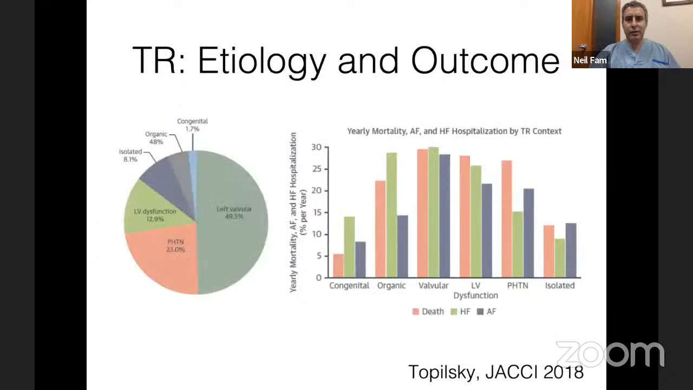So the etiology of TR, as we're discussing, is mainly due to left-sided valve disease, LV dysfunction, pulmonary hypertension. This concept of isolated or atriogenic AFib-related TR is an important etiology. And on the panel on the right, you see the outcome with respect to death, heart failure, and development of AFib varies quite considerably based on the underlying etiology.